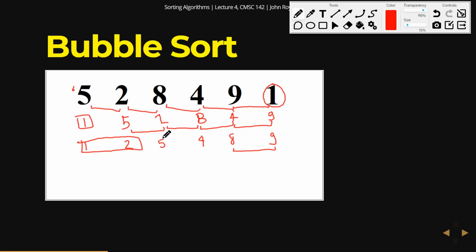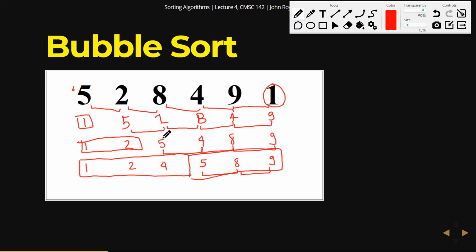Okay? 8 and 9, do we swap them? No. 4 and 8, do we swap them? No. 5 and 4, do we swap them? Yes. So that becomes 4, 5, 8, 9. Right? And then the same for 1, 2. So now the first 3 items are already sorted. Now next, let's check. 8 and 9, do we need to swap? No. 5 and 8, do we need to swap? No. Now since there are no swaps that happened, we can already safely assume that everything is already sorted because everything was already in its correct position. So we have already correctly sorted 1, 2, 4, 5, 8, 9.